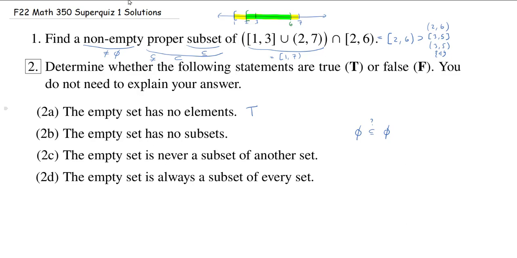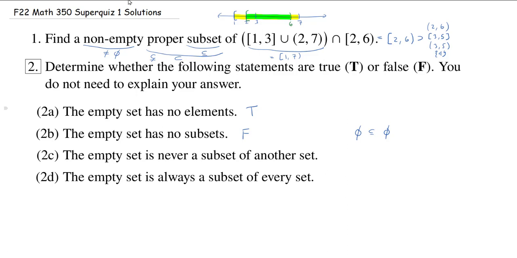The empty set has no elements. There's no condition to actually check. It just holds automatically. So in fact, the empty set is a subset of the empty set. And so this is a false statement, right? The empty set has at least one subset. In fact, it has only one subset.